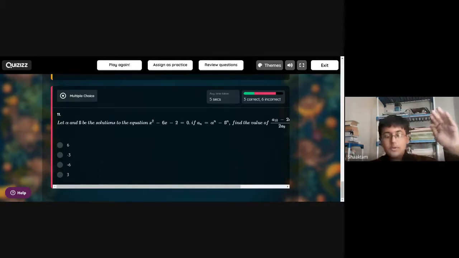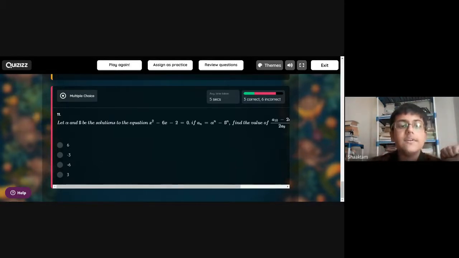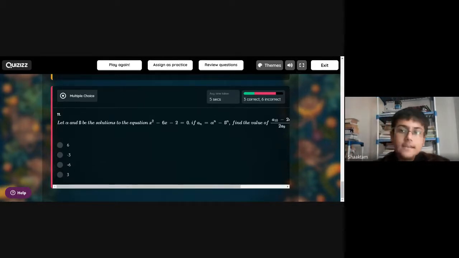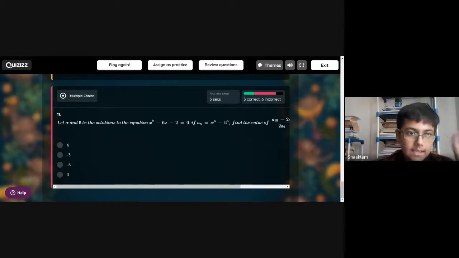Then, as with the line equation that we were discussing yesterday, we can say that alpha raised to 10 minus beta raised to 10 is 6 into alpha raised to 9 minus beta raised to 9. If you subtract the equations and write them down, you can see what I mean. Plus 2 into alpha raised to 8 minus beta raised to 8. Now, since a subscript n is alpha raised to n minus beta raised to n, I'm replacing, so I'm getting a subscript 10 is equal to 6 a subscript 9 plus 2 into a subscript 8.